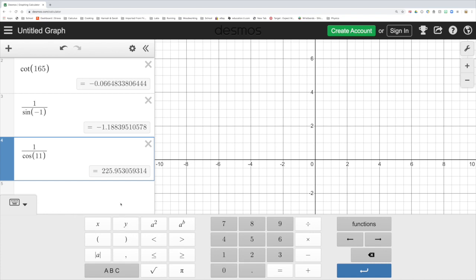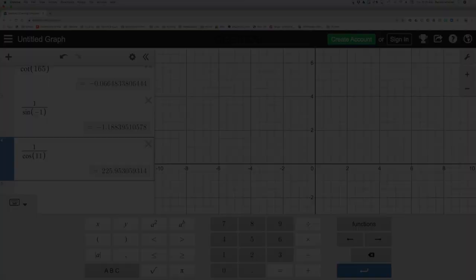So I do expect everybody to do this, okay? Because you have the availability of Desmos or a graphing calculator, okay? All right, so I just wanted to show you how to access the trig functions in Desmos. Okay, all right, so that will be it for that.